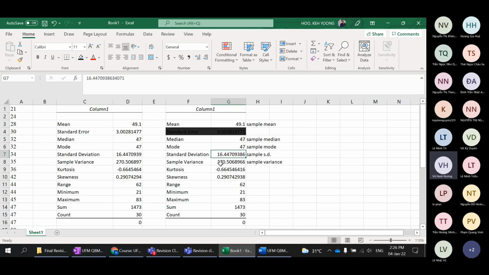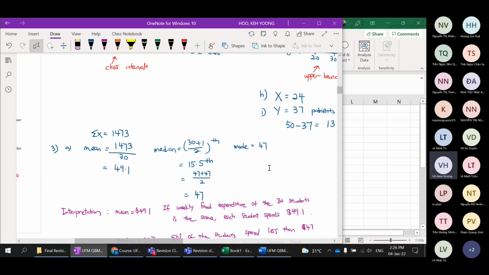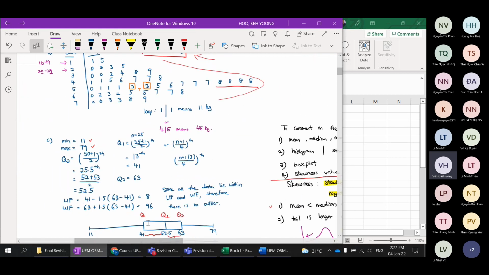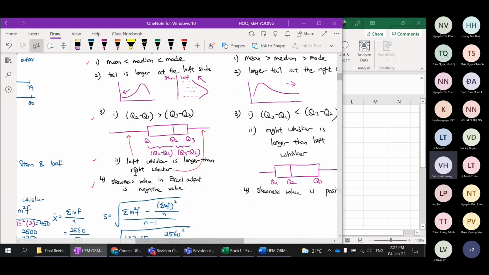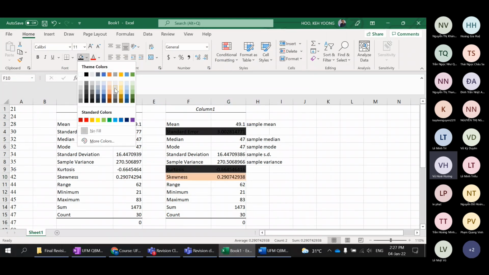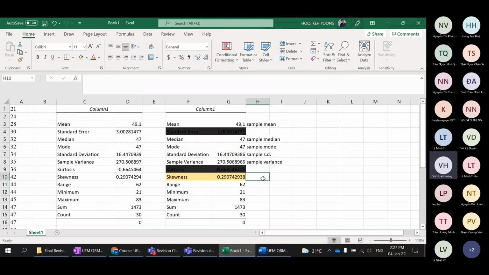Okay, so kurtosis, you can ignore it. And then the next one, skewness. Remember just now when I talked about determining the skewness, point number 4. The skewness value in the Excel output, this is the one. So right now, this value is positive 0.29.